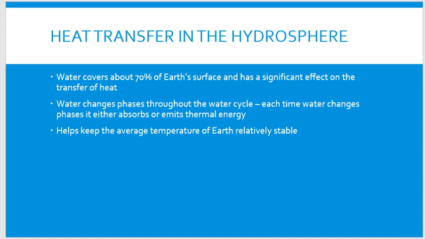Okay, and then we have heat transfer in the hydrosphere. We know already that water covers about 70% of the Earth's surface and has a very significant effect on the transfer of heat. Water changes phases, meaning it goes from a solid to a liquid to a gas and so on throughout the water cycle. Each time that water changes phase, it either absorbs or emits thermal energy, heat energy. This helps keep the average temperature of the Earth relatively stable over time.